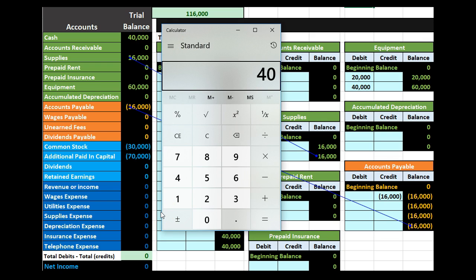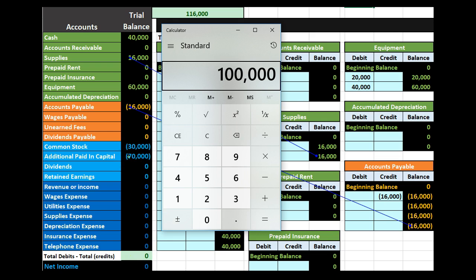So we could say the 40,000 plus the 16,000 plus the 60,000 minus the 16,000 is 100,000. That's what the equity is.